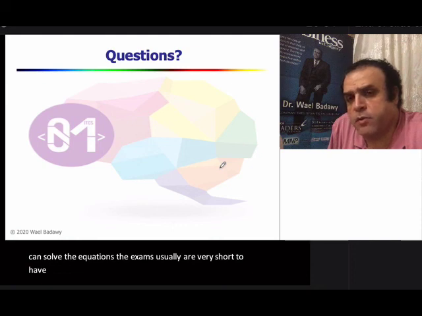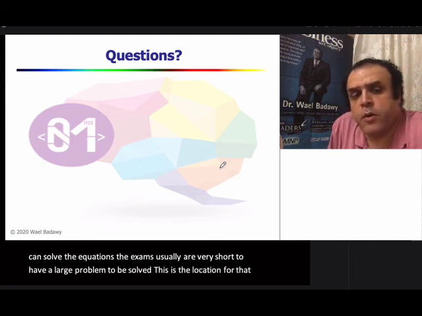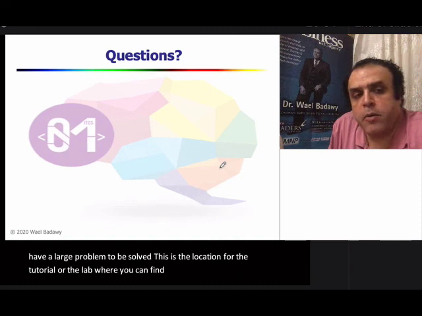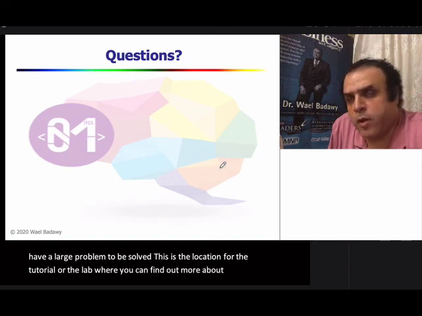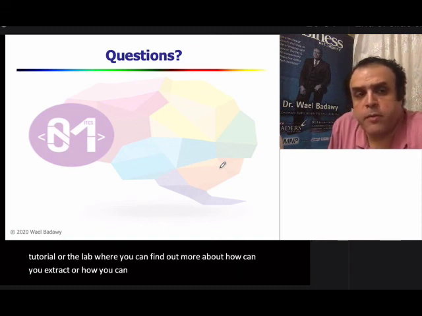This is the location for the tutorial or the lab where you can find out more about how you can extract or compute such parameters.